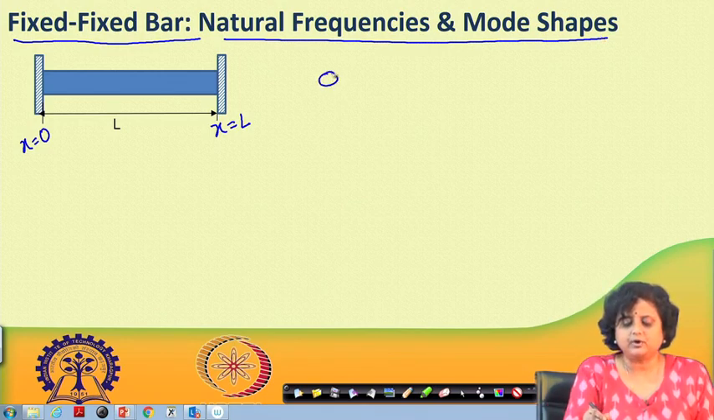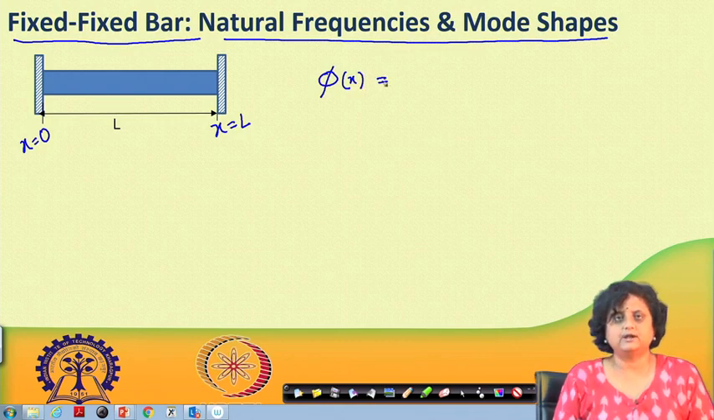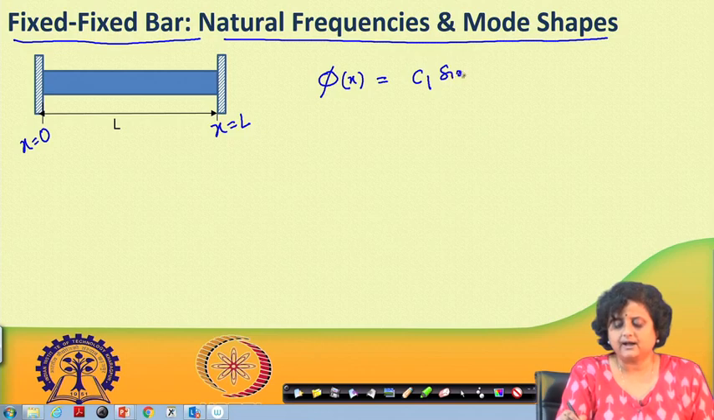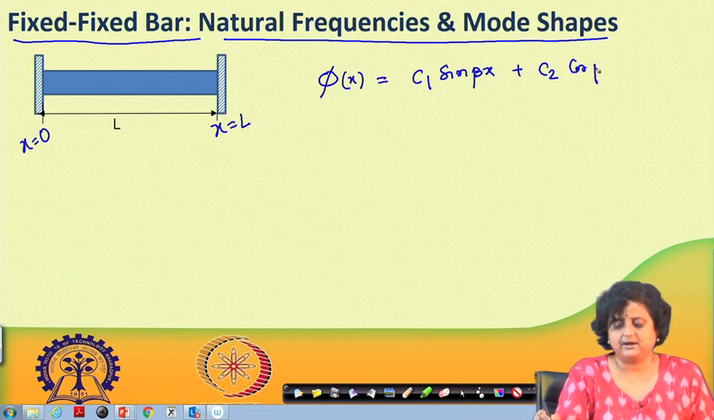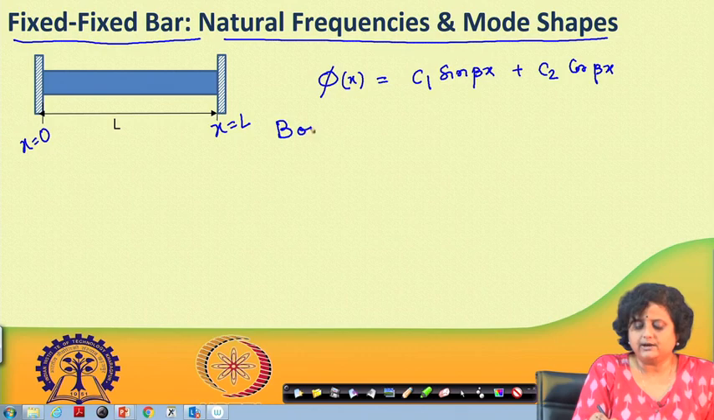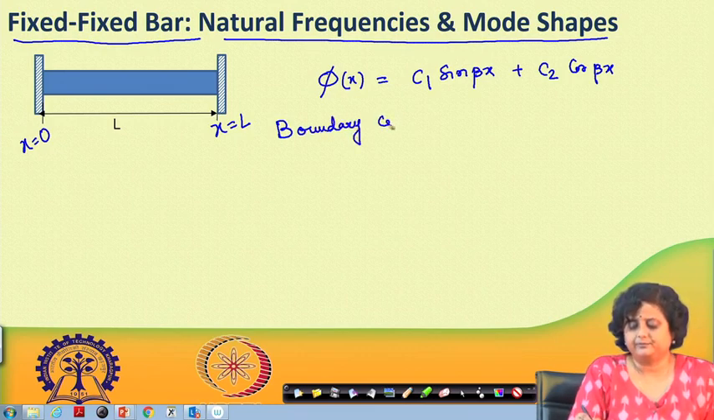So, we have to proceed in exactly a similar way. We know that the generic solution for the mode shape is C1 sin beta x plus C2 cos beta x. Now, let us look into the boundary conditions of the bar.